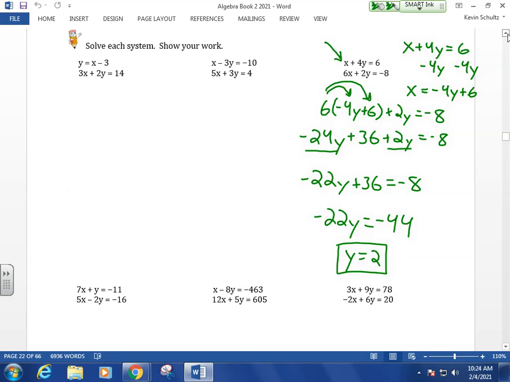We got y, we still got to get x. William? Plug 2 into the x + 4y = 6, right? We can use this equation. We can also use that one with x already by itself, which might be a little bit easier. So in that equation, x = -4y + 6, we know what y is. So we've got x = -4 times 2 plus 6, or -8 + 6, x is going to equal -2.